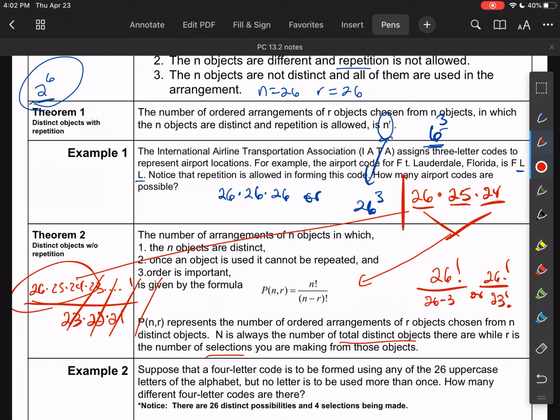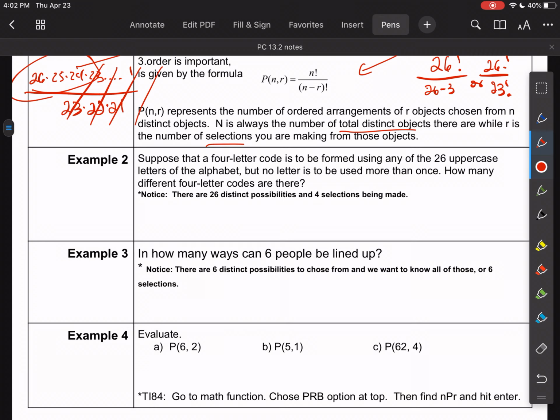So for example 2, it says suppose that a 4-letter code is to be formed. That's like your selections, right? So that's the r value. r is equal to 4. Using any of the 26 uppercase letters of the alphabet. Those are your possibilities. That's n. But no letters to be used more than once. So no repetition allowed. How many different 4-letter codes are there?